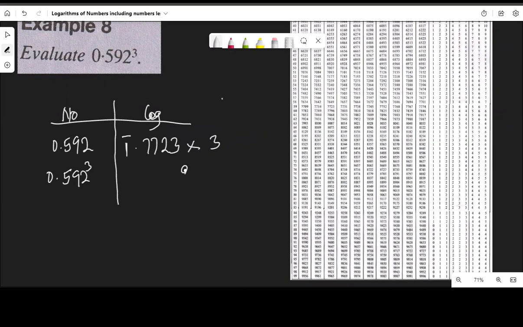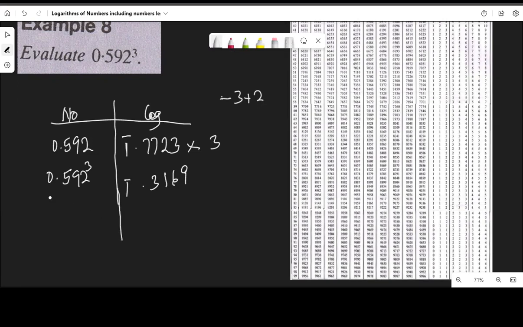3 times 3 is 9. 3 times 2 is 6. 3 times 7 is 21. Write 1, carry 2. 3 times 7 again is 21, 21 plus 2 is 23. Write 3, carry 2. 3 times negative 1 is negative 3, and plus the 2 that we carry from here, negative 3 plus 2 is negative 1. So we write that as bar 1.